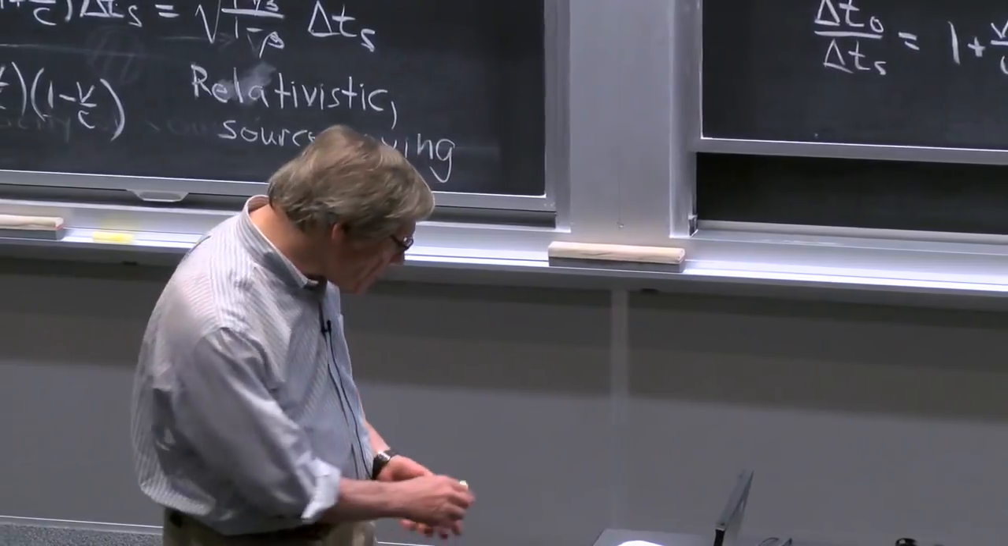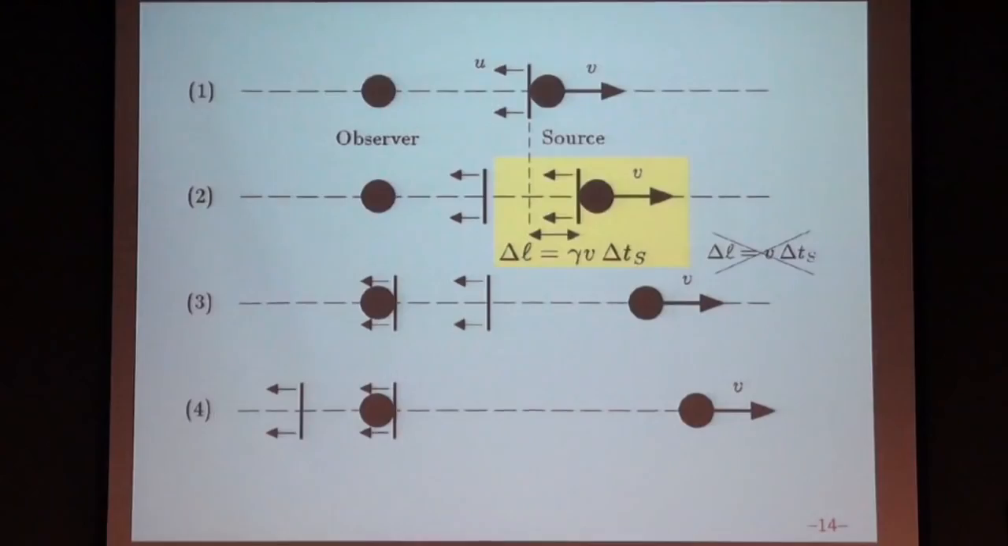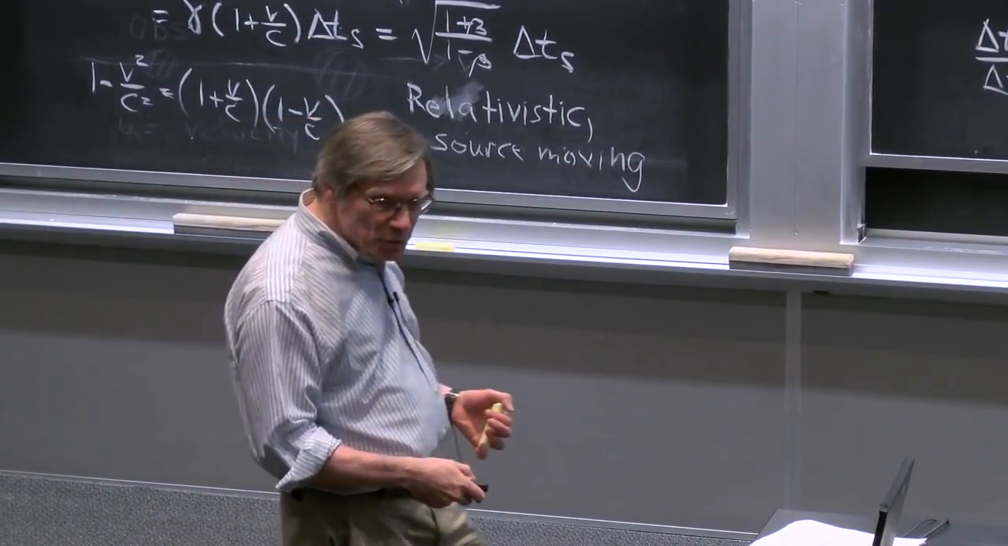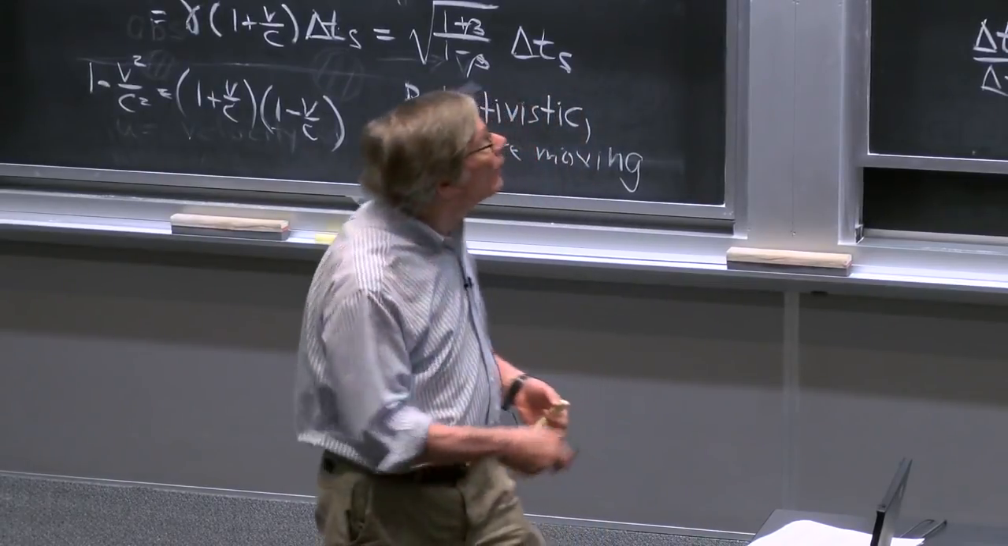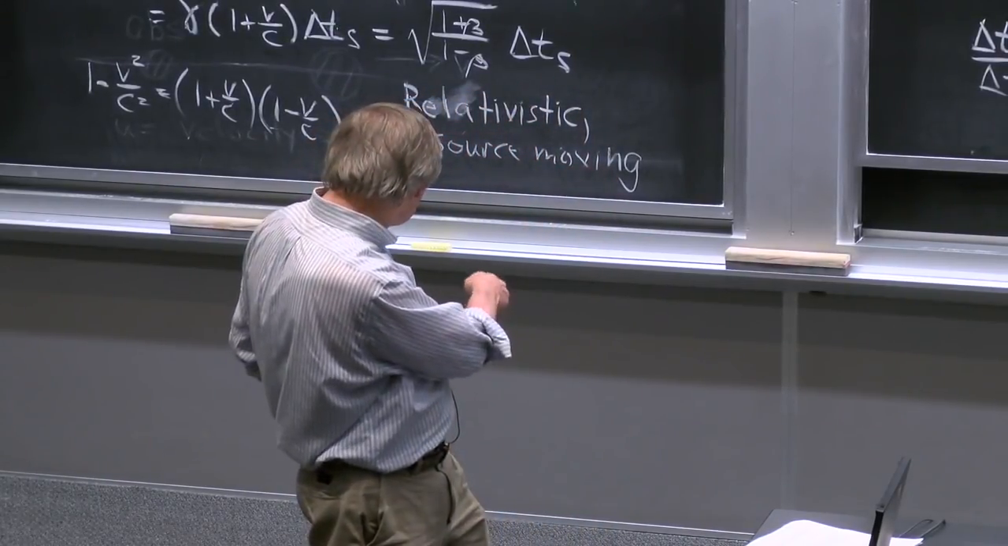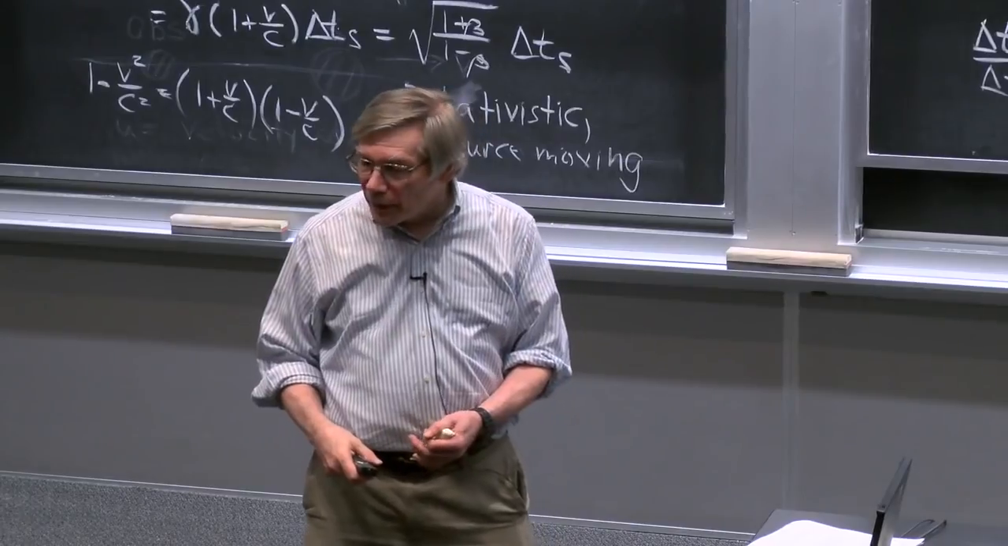Okay, so to summarize on the slide, what's changed is that this extra distance delta L for the relativistic problem is not v times delta t sub s as it was, but rather it's gamma times v times delta t sub s, because the clock on the source is running slowly by a factor of gamma. And it was this difference that we just used in the calculation on the blackboard to get the new answer.